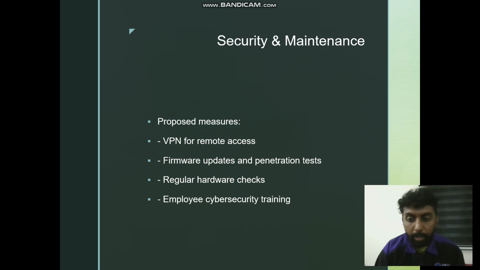Let's start with security and maintenance. To safeguard our network, we propose implementing a VPN for remote access, ensuring a secure connection for employees working offsite. We will also conduct regular firmware updates and penetration tests to identify and fix vulnerabilities proactively. Additionally, regular hardware checks will ensure our infrastructure remains reliable and up to date. And to minimize human error, we will provide employee cybersecurity training, enabling staff to recognize and prevent cyber threats.